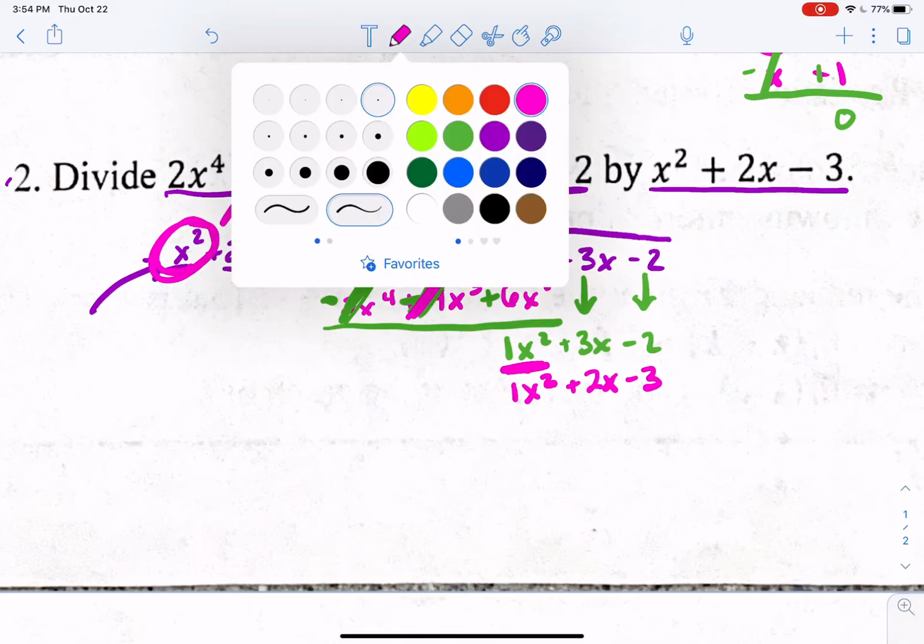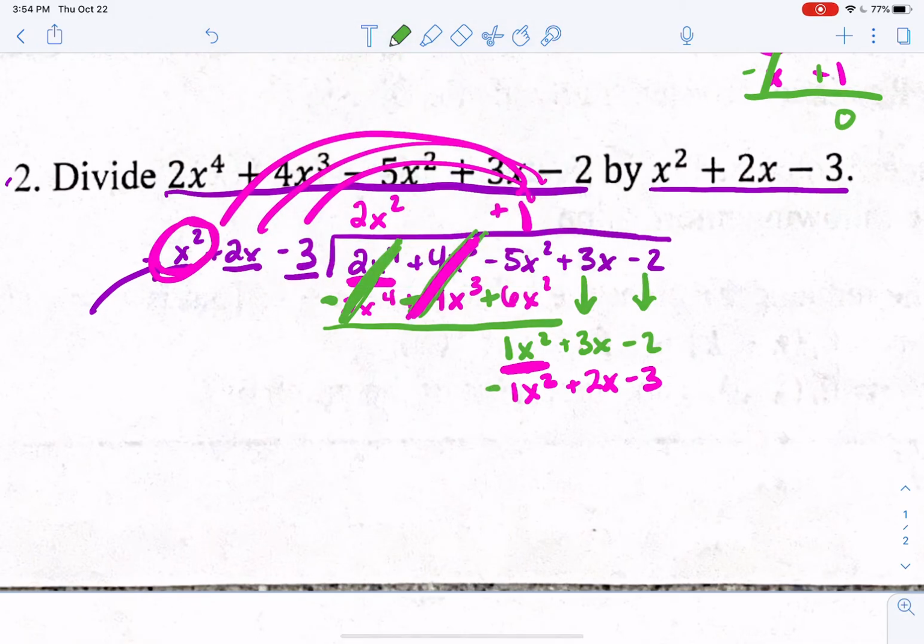And then I flip the signs. So this becomes negative, negative, positive. And I have 1x squared minus 1x squared. That's what I wanted to have happen. I have 3x minus 2x, which gives me just an x, and I have negative 2 plus 3, which is a positive 1.